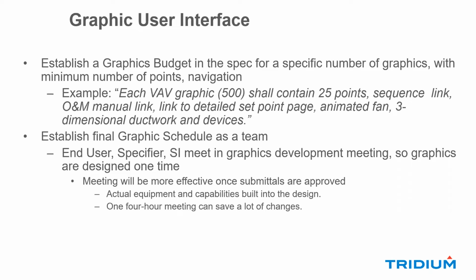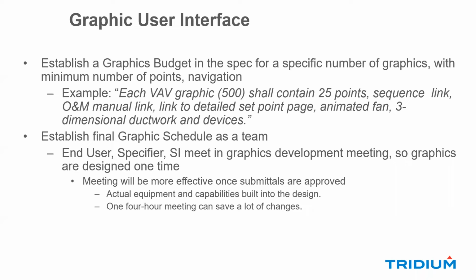So the end user, the specifier, and the SI meet in a graphics development meeting and make sure that everybody understands what the graphic and the hierarchy looks like. Because what I've seen too many times is an SI will go through, do all the graphics hierarchy, do everything for the owner, and then they say, well, that's not really what I need to operate my building. Well, then that's a question of, who pays me to redo the graphics and those sort of things.